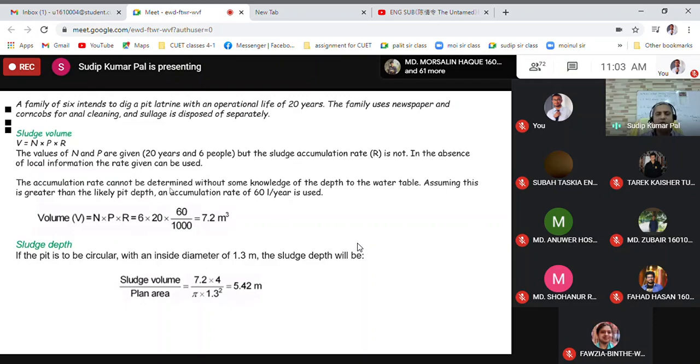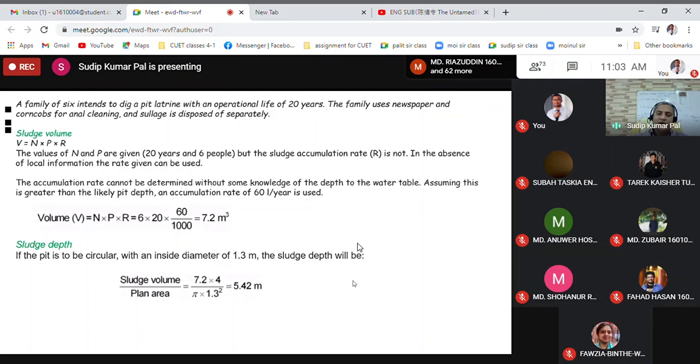So this is the depth required for the sludge for 20 years, with 6 people using this toilet and a sludge generation rate of 60 liters per year. So 5.42 meters is quite huge, almost 18 feet, or let's say approximately 20 feet. 20 feet is quite a huge depth. If you go to 20 feet, obviously I believe you will reach the groundwater table.